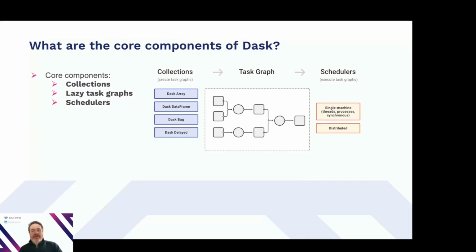So, Dask is made up of 3 core components. They have the collections, which are the auto-parallelization data structures, such as the Dask array or the Dask data frame. You have the lazy task graphs, which serve as a representation of your computation. And you also have the schedulers, which coordinate the computation.